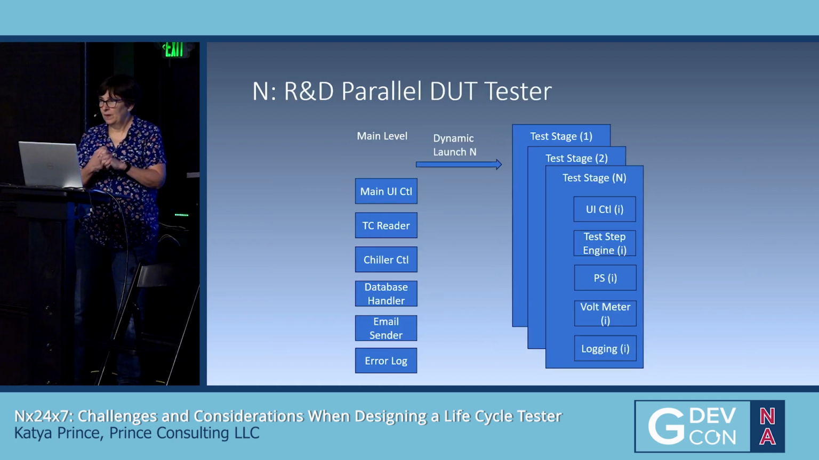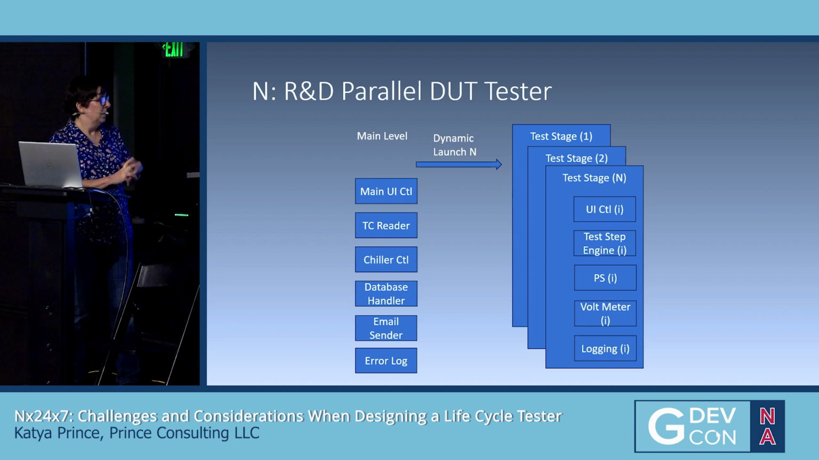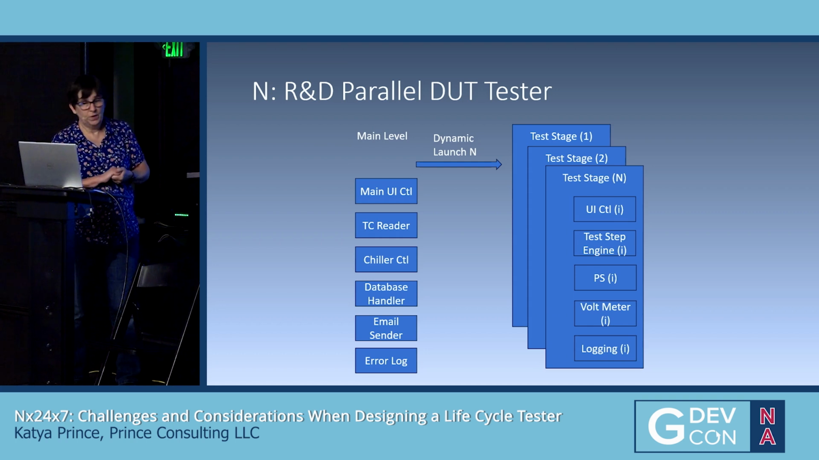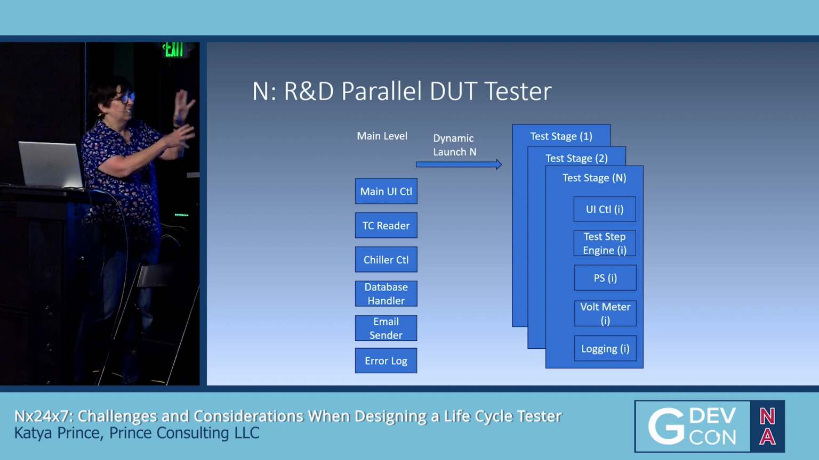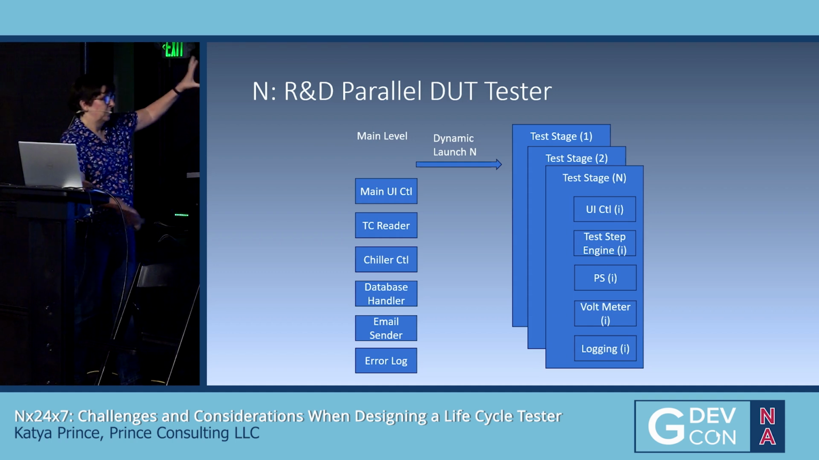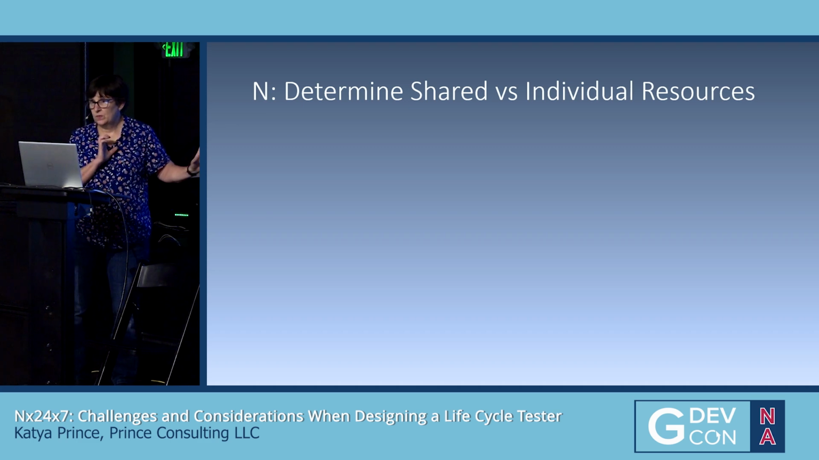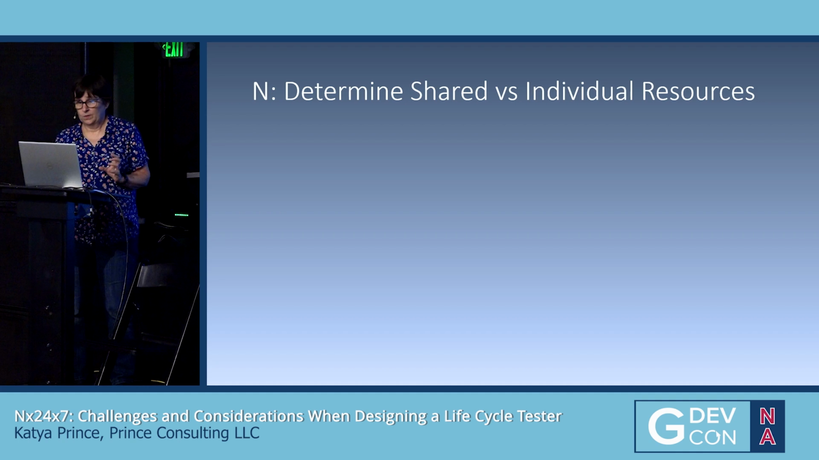In the case of doing parallel DUT testing, you may have these, I'll call them shared resources, running in parallel. But then you want your main application to dynamically launch each one of your stages. And when you're designing things, what you need to consider, like whether that information is going to go within the test stage or whether it's going to sit here on that main level, is going to be a question of what is a shared resource and what is an individual resource.